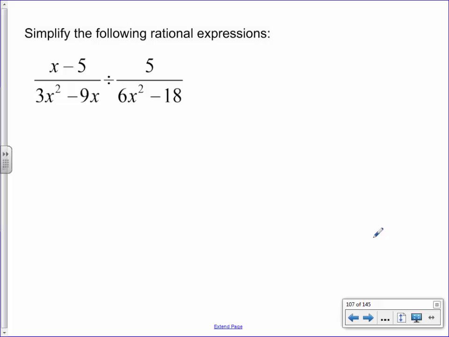Okay, dividing works kind of similarly, except maybe you've heard this trick before. When you actually divide a fraction, you multiply by the reciprocal. You guys ever heard that phrasing before?